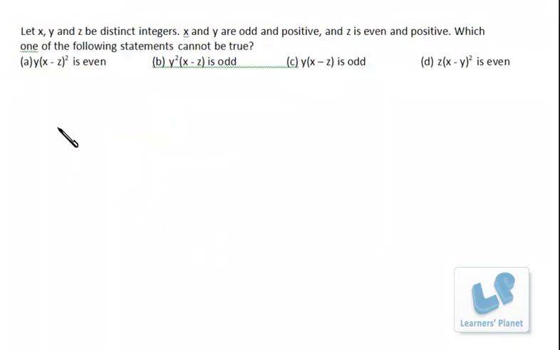Now let's try this problem. Let x, y and z be distinct integers. x and y are odd and positive, and z is even and positive. Which one of the following statements cannot be true? See, we can assume the values of x, y and z. That would be really simple. x and y are odd, so I just take x as 1, y as maybe 3 and z as 2. Okay, now we have to find out which of the statements is not correct.